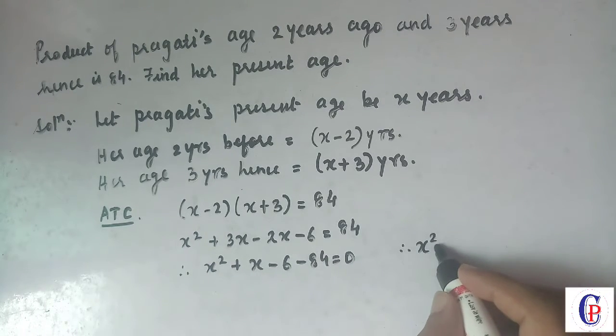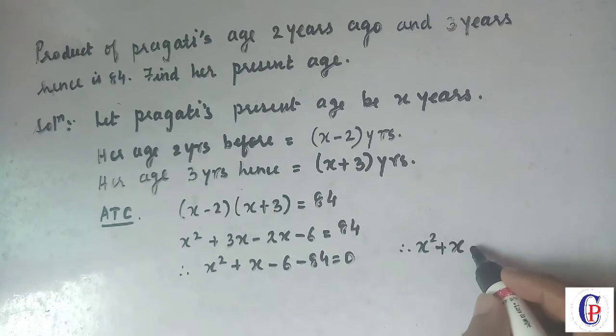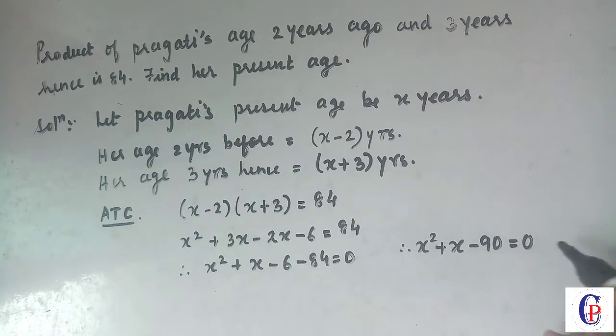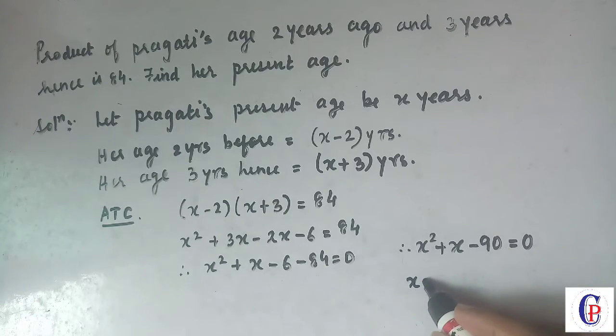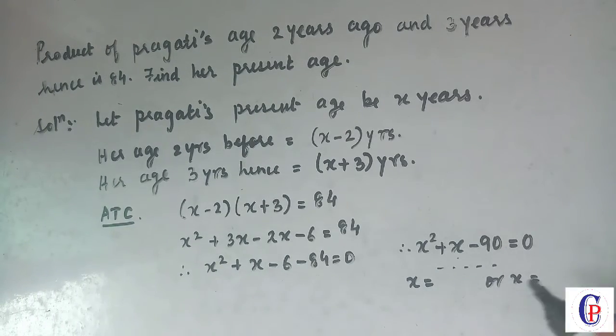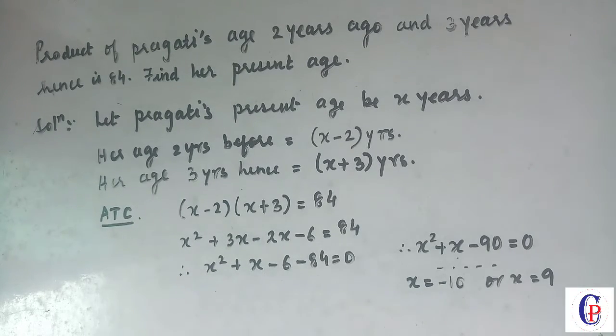So therefore x square minus x minus 90 is equal to 0. If you solve this by any of the methods, you will get x is equal to... you need to solve this. I am not solving it here, you have to solve this. So you will get two values of x, right? You will get the value of x as minus 10 and 9.